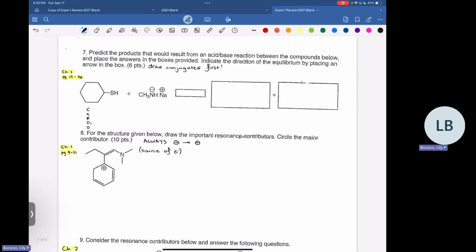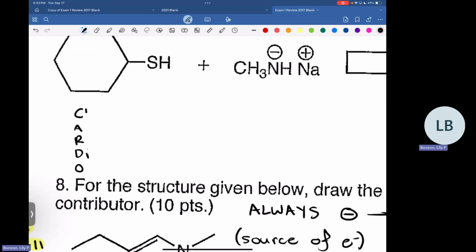Okay, so we are not done with acidity and basicity yet. So again, we have our CARDIO acronym. And this one's going to be an acid-base question where we need to find which one's going to be the strong side and which one's going to be the weak side. And then the products of that acid-base reaction.